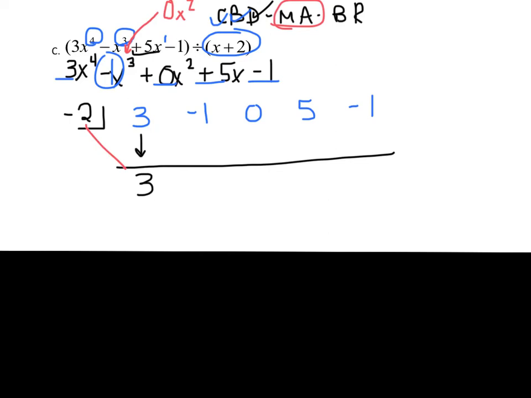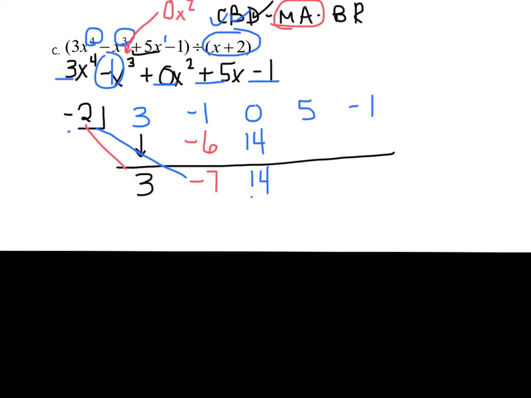So negative 2 times 3 is negative 6. When we total up negative 1 minus 6, we get negative 7. We'll keep multiplying. Negative 2 times negative 7 is positive 14. 0 plus 14 is 14. Back out to the box. I'm going to quit drawing those lines because it's going to get too messy.